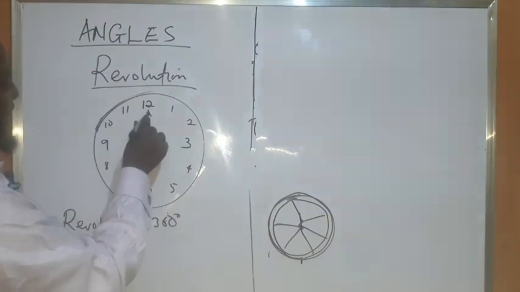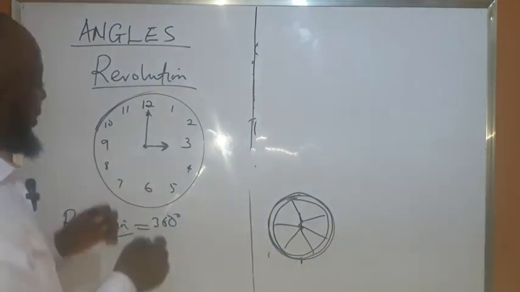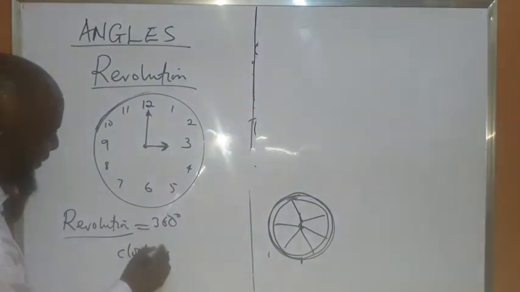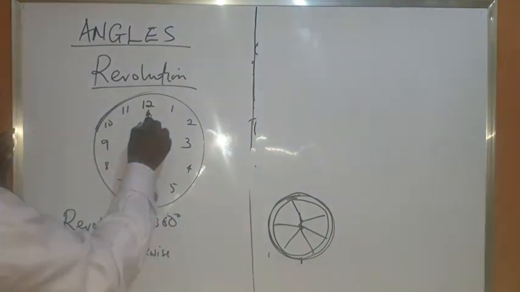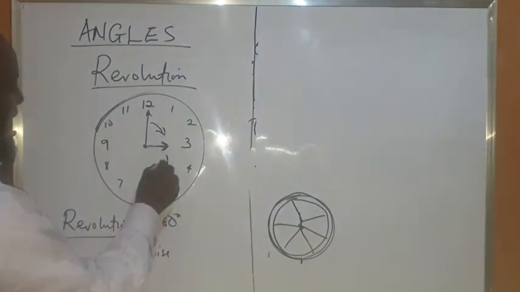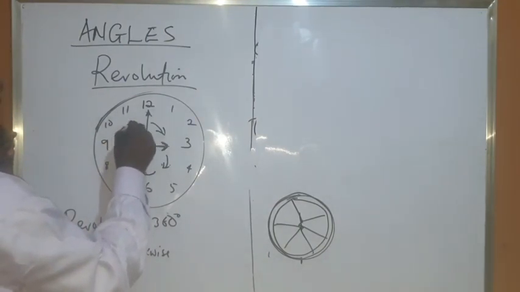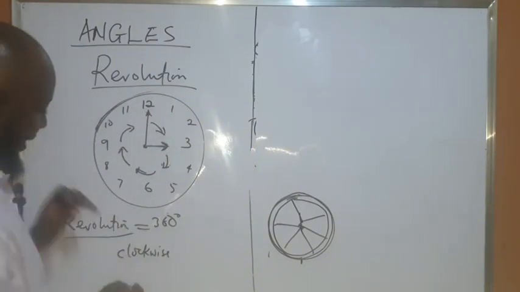Mind you, the minute and the hour hand always move clockwise. That is, when you say clockwise, you are moving the way the minute and hour hands move on a clock. It turns like this, like this, like this. That is clockwise. Then we also have what we call anti-clockwise.